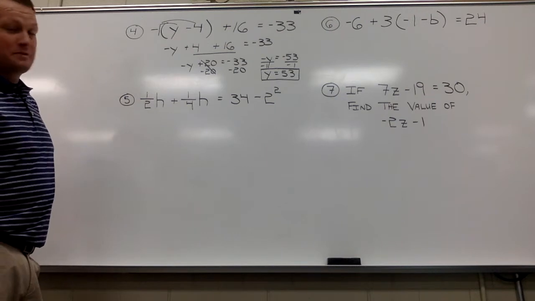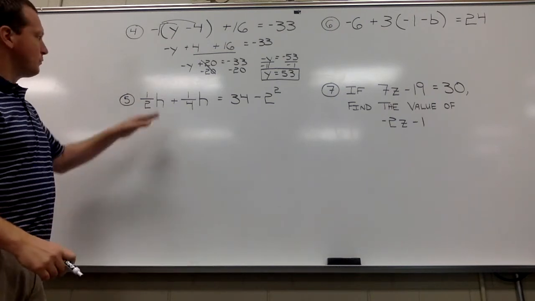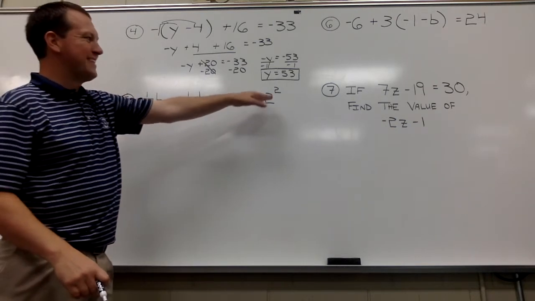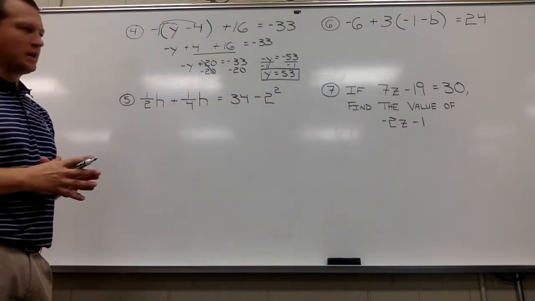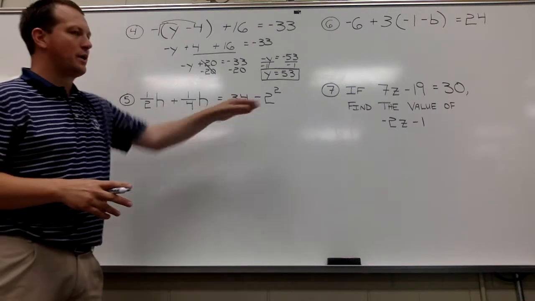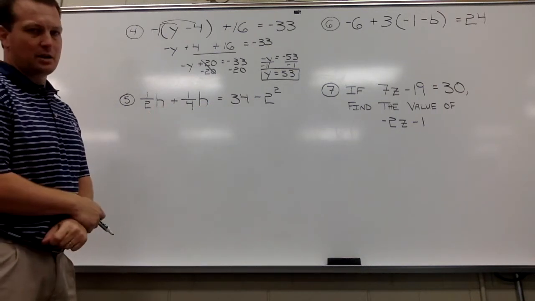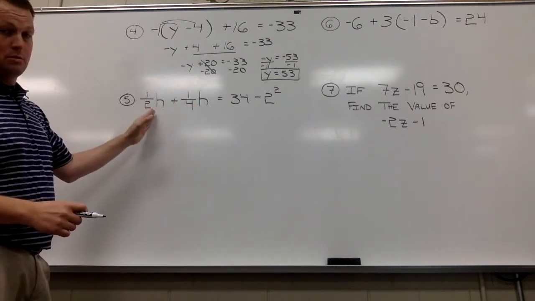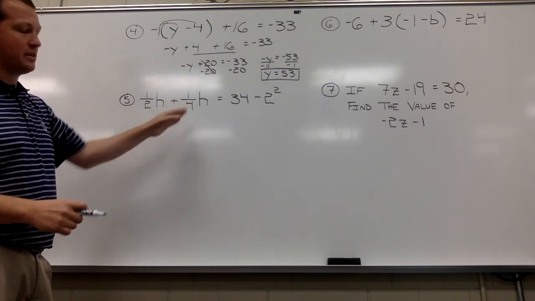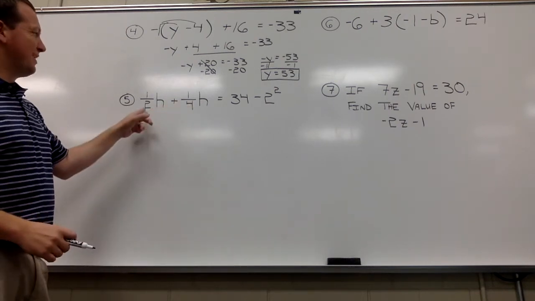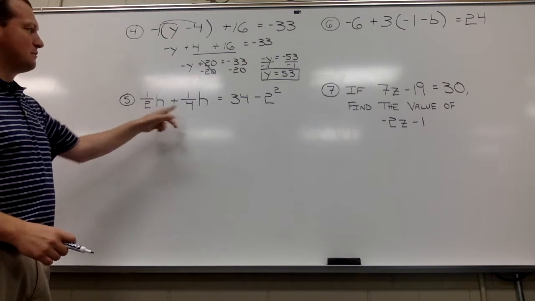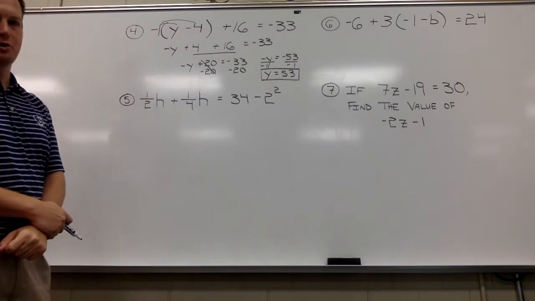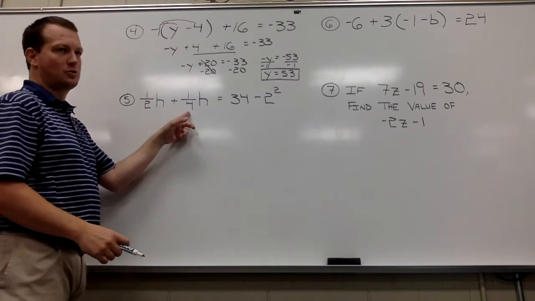Example 5, that's 5 if you're a non-Spanish speaker. We have 1/2 h plus 1/4 h equals 34 minus 2 squared. So a couple things we can do surgically on both the left and the right side of the equation. Let's get the ugly one out of the way first, combining my h terms. Whoa! Our fractions, however, are uncommon denominators. So we need to look at my denominators of 2 and 4 and think of their least common multiple, the first number that 2 and 4 both go into. Yes, that is quattro, 4.